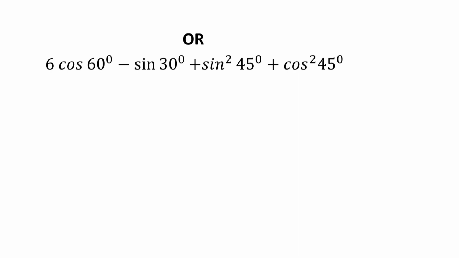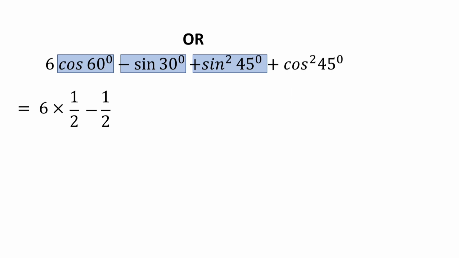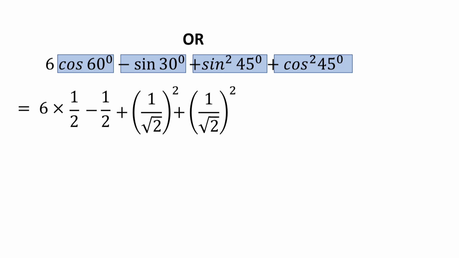Our question has an internal choice question: 6 cos 60 minus sin 30 plus sin square 45 plus cos square 45. We can write cos 60 as half, minus sin 30 is also half, plus sin square 45. Sin 45 is 1 by root 2, so we can write it as 1 by root 2 the whole square, plus cos square 45. Cos 45 is 1 by root 2, so we can write it as 1 by root 2 the whole square.